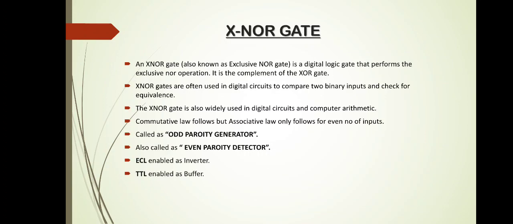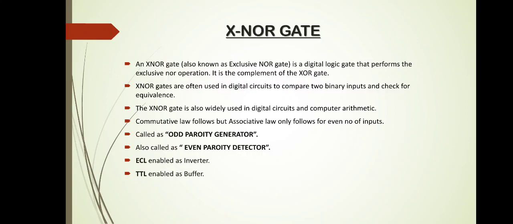Our last gate is the XNOR gate. The XNOR gate, also called the exclusive NOR gate, is a digital logic gate that performs the exclusive NOR operation. It is a complement of the XOR gate. XNOR gates are often used in digital circuits to compare two binary bits and check for equivalence. The XNOR gate is widely used in digital circuits and computer arithmetic.